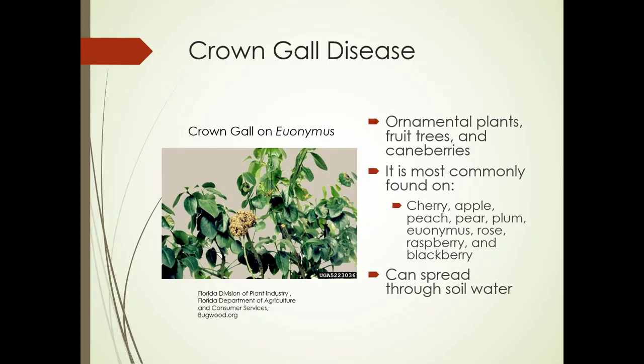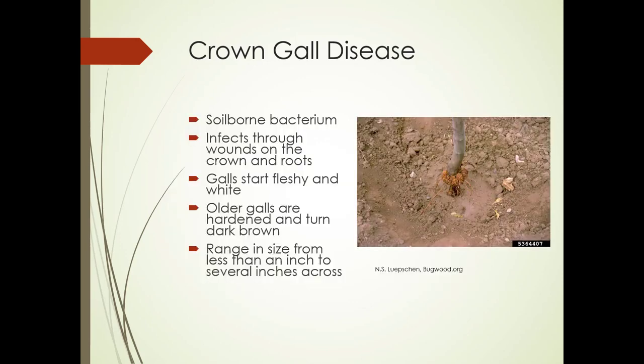Okay, crown gall disease can happen on ornamental plants, fruit trees, and caneberries. Most commonly found on cherry, apple, peach, pear, plum, euonymus, rose, raspberry, and blackberry. It can spread through soil water, and this is what it looks like on Euonymus fortunei. It's a soil-borne bacterium. It comes in through wounds on the crown and roots. The galls start out fleshy and white, and the picture we have here is a crown gall on apple. It's an older gall, so it's hardened and it turns brown, and it can range in size from less than an inch to several inches across.